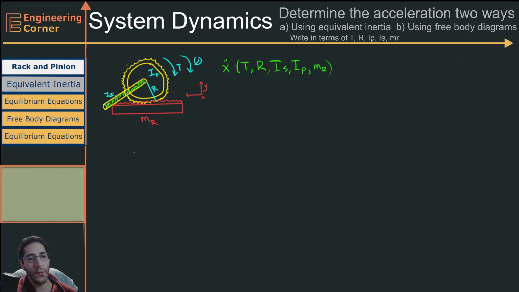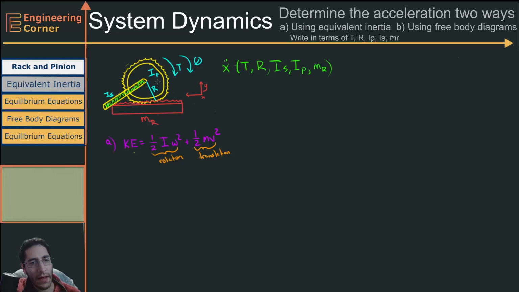So now we're going to work the equivalent inertia method first. So this is part A. Now to figure out the equivalent inertia, we have to look at our kinetic energy. So the kinetic energy of each of these parts is going to be 1/2 I omega squared plus 1/2 m v squared. And these terms mean something different. So this right here is my rotation. This right here is my translation.